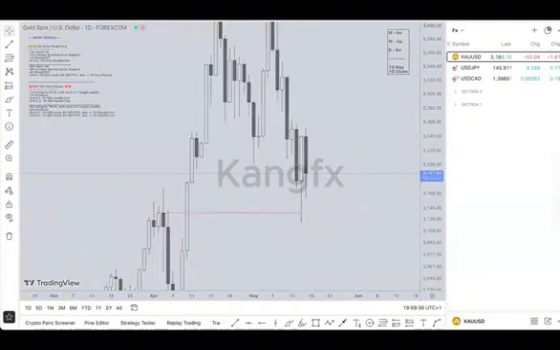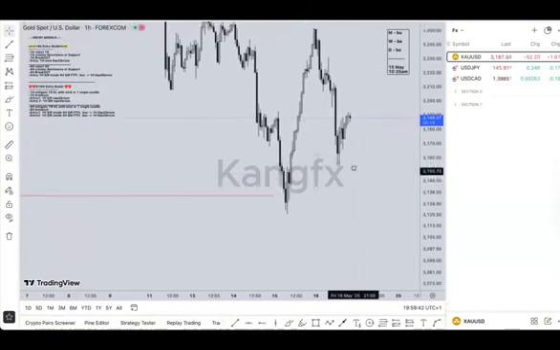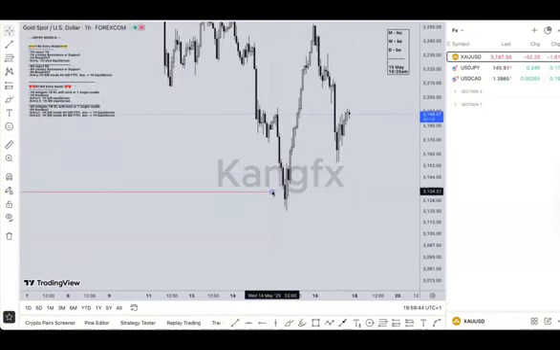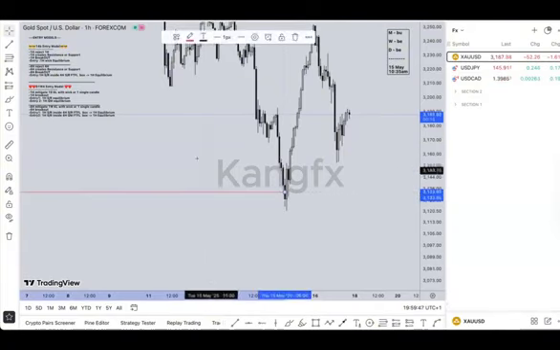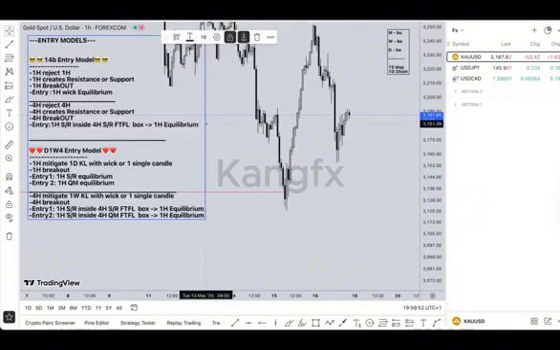So since it's on daily, I'm going to go on 1 hour to look for entries. As you can see, remember the rules for taking this trade. What is one of the rules? The rule is that there should not be more than one candle breaking this key level. And as you can see, it's just one candle that broke the key level on daily.